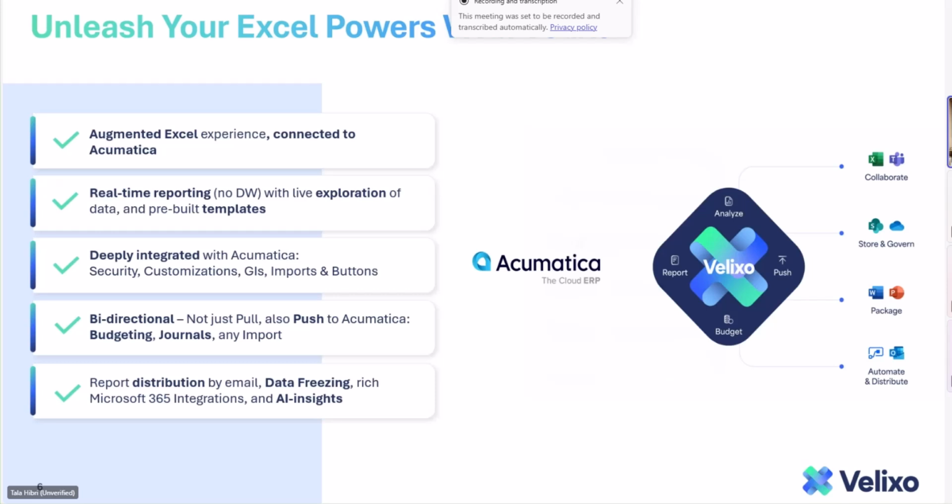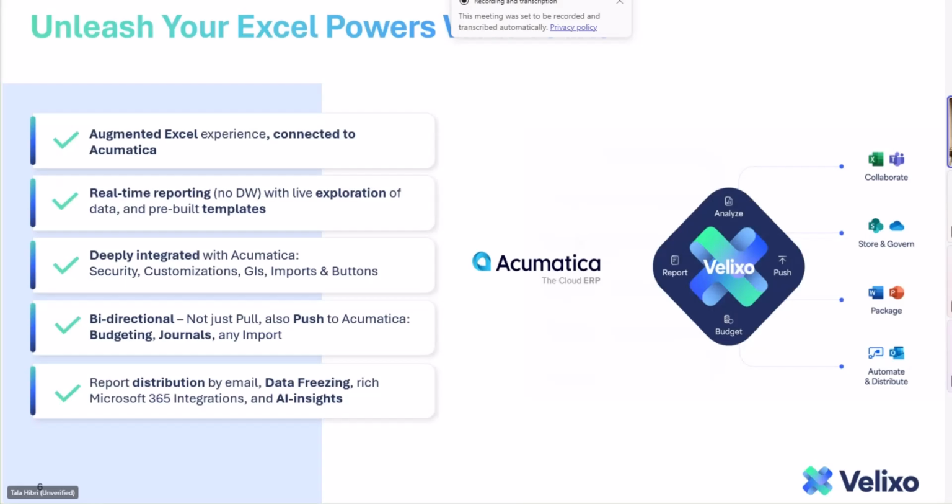So this is where Velixo comes in and can help with those challenges. First things first, we offer a real-time reporting experience, no data warehouses. It's also bidirectional, so you can pull and push to Acumatica. And when I say push, I mean you can write back lines of data for scenarios like budgeting, forecasting, automation of business processes, to the general ledger, project management, or any other module that you might be thinking of, without needing to manually enter anything.